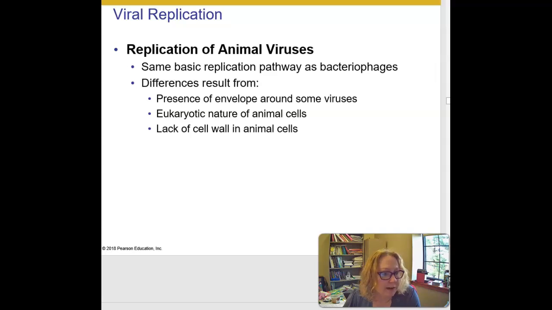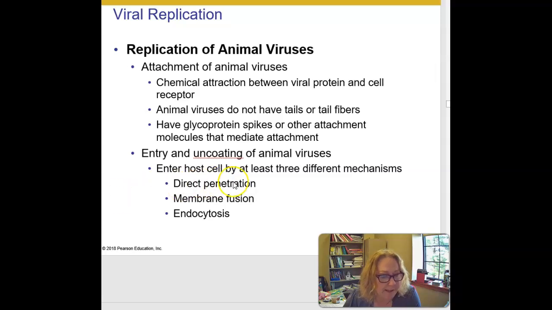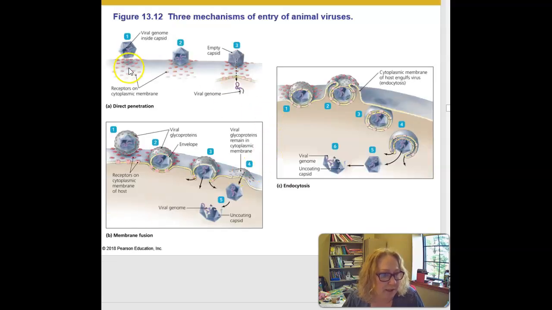Replication of animal viruses follows the same replication pathway as bacteriophages. There's a presence of an envelope. They don't have cell walls, so the process looks almost exactly the same, except there's a chemical attraction between the viral protein and the cell receptor. They don't have tails or tail viruses. There's direct penetration and endocytosis, which looks like this.